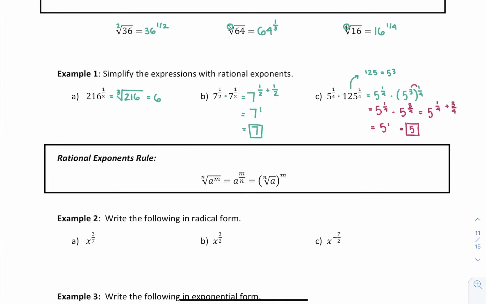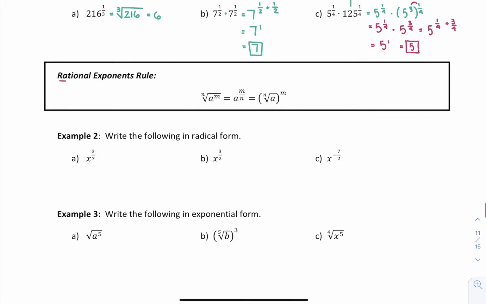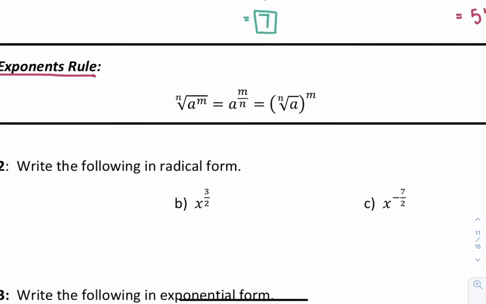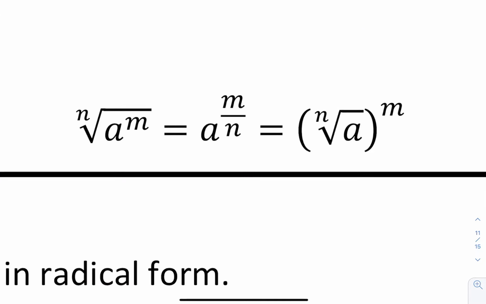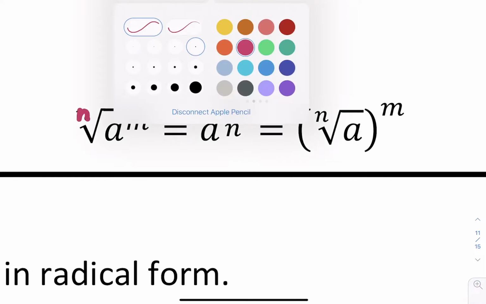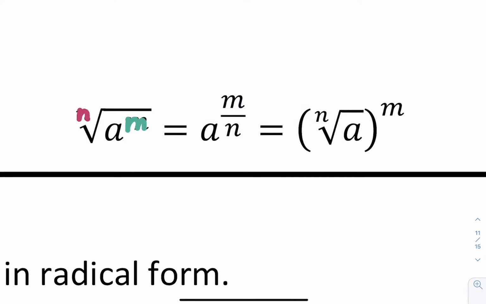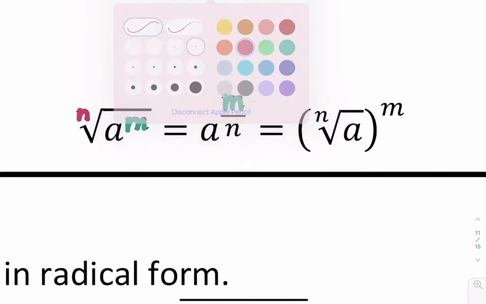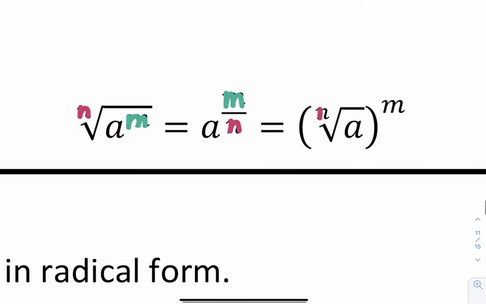Now I have another rule. So this is my rational exponents rule. This is like the main rule. Right before this, we were just using a generalization. So if I have the nth root of a to the m, this is the same thing as saying a raised to the m over n, which is the same thing as the nth root of a raised to the m. So this can seem pretty confusing, but I like to think of this and this kind of meaning the same thing. Either I can raise m on the inside or the outside.